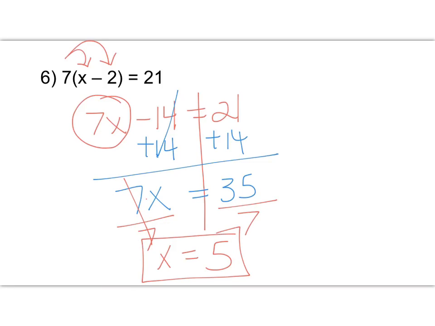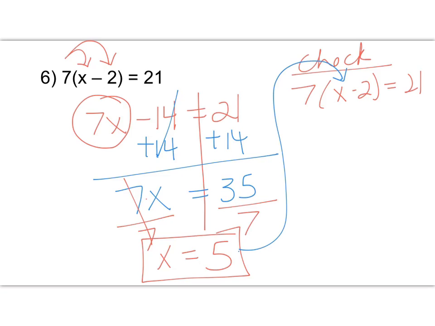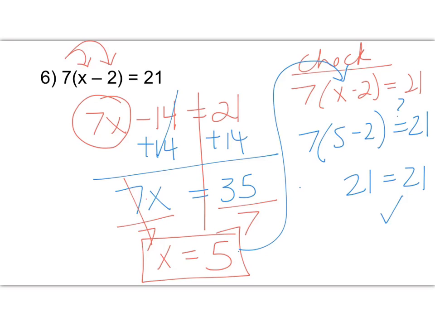Now to check that, I'm going to rewrite my equation. 7(x - 2) is equal to 21. And whenever I see x, I'm going to substitute 5. So 7 parentheses 5 take away 2, and I want to know if that equals 21. Now 5 take away 2 is 3, and 3 times 7 is 21, and 21 is equal to 21, so I know that I am correct. This is the final step of a check.